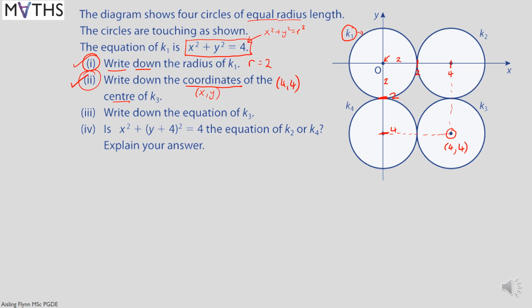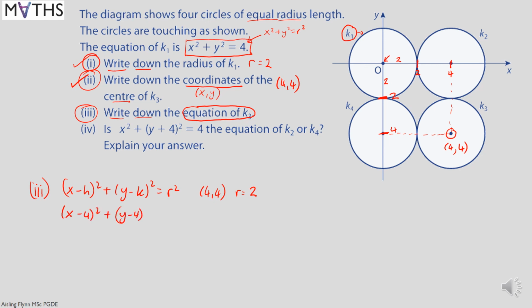Now next is write down the equation of k3. Alright, so I'm going to put this below. This circle does not have a 0, 0 center, so we'll be using our equation of circle formula. We know the center is 4, 4 from the previous part, and we know the radius is 2. So substitution, x minus 4 squared plus y minus 4 squared equals 2 squared, which is 4. So that's my answer there for k3.